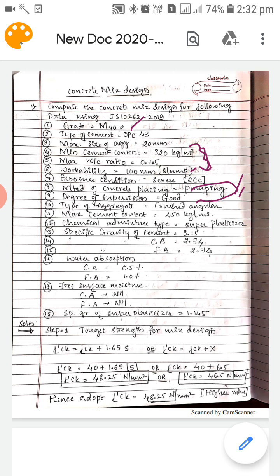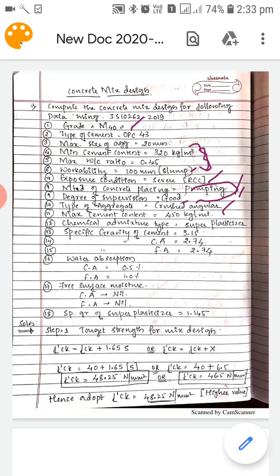Next, degree of supervision is good. We have left this data. Exposure condition is severe here and it is for RCC. This has to be mentioned whether it is for RCC or plain concrete. If it is not mentioned, you have to assume. Then type of aggregate mentioned here is angular aggregate, important data. And then maximum cement content is 450 kg per meter cube.